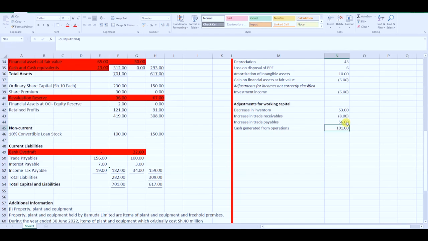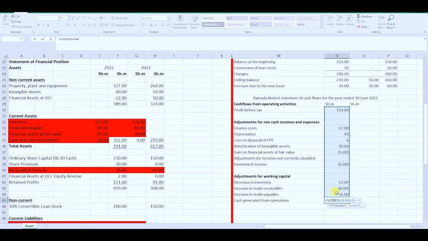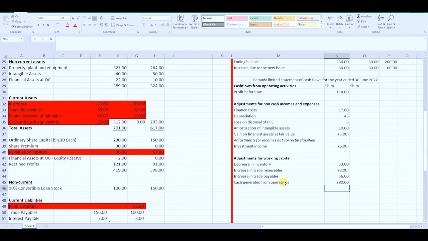So the cash generated from operations should be the sum from the beginning. It should not just be the sum from there. So what we do is that we can just change this and say plus sum, click there from the beginning, up till there. Close the brackets, enter. You can see it is cash generated from operations.